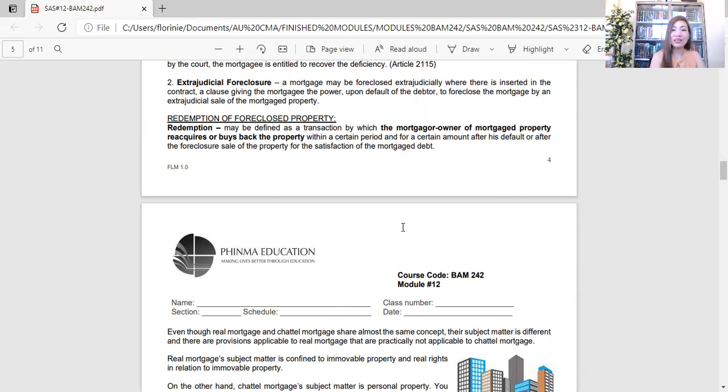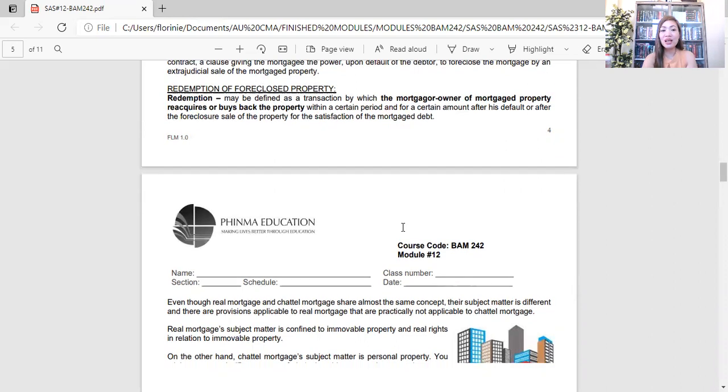Okay, ano daw yung redemption? Yung nagsangla, o mortgagor-owner. Kaya sinabi mortgagor-owner because you cannot mortgage what you do not own. You must be the owner of the thing mortgaged, di ba? Kaya sinabi ito mortgagor-owner. Ayan. O pwede pa rin niyang i-reacquire o bilhin pabalik sa kanya yung property for a certain period of time after his default or after the foreclosure itself.